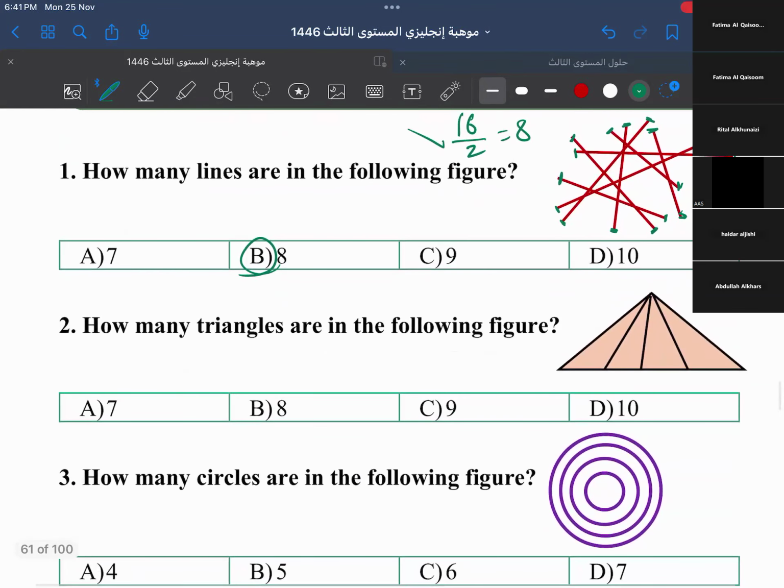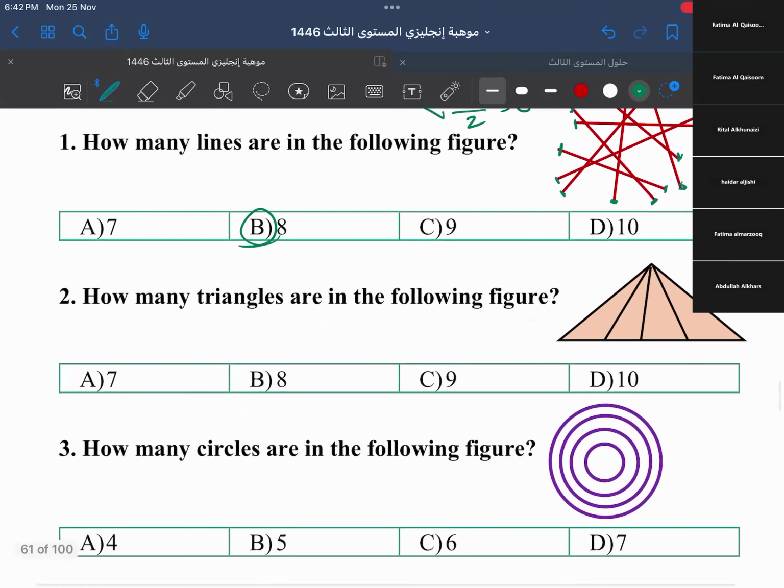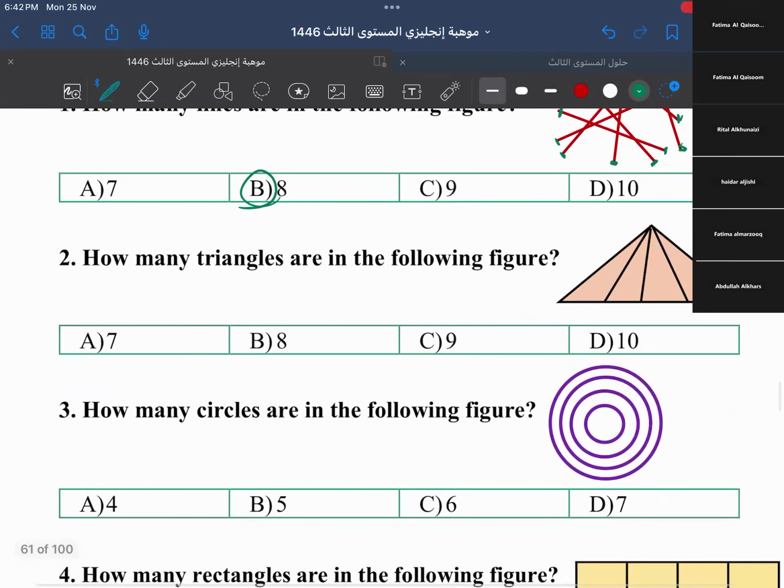Does anyone think this is not clear? Is it clear to everyone? How did we do this question? Yes, okay. Now moving on to the next question. Question 2. How many triangles do we have?